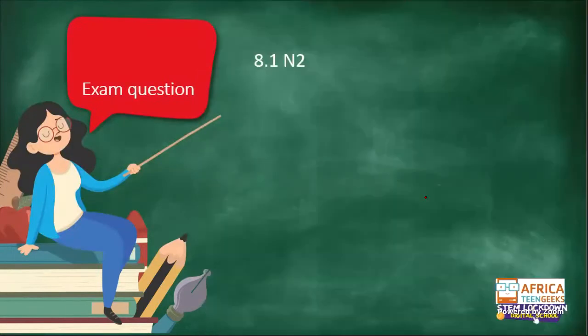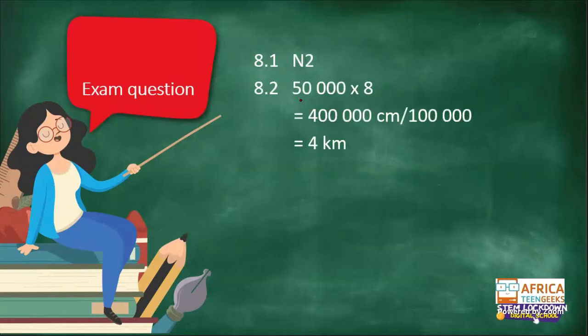Let me just show you how I did it. When you're dealing with the ratio scale, you can use this formula: actual distance is equal to the map distance times the real part of the scale, the real part of the factor in the scale.